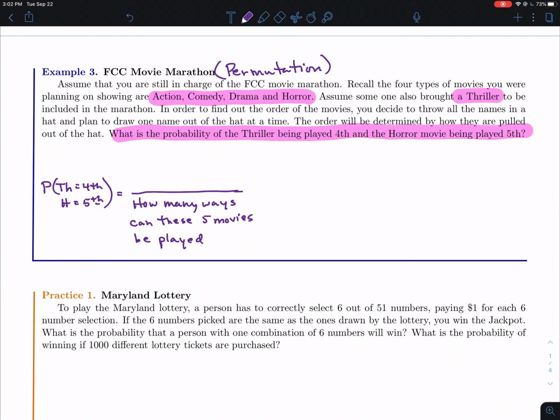But in the top, we want to put the restriction that the thriller is 4th and the horror is 5th. So how many ways, sorry, can the movies be played with the thriller 4th and the horror 5th in this case?